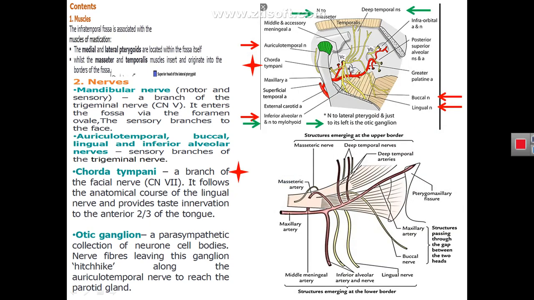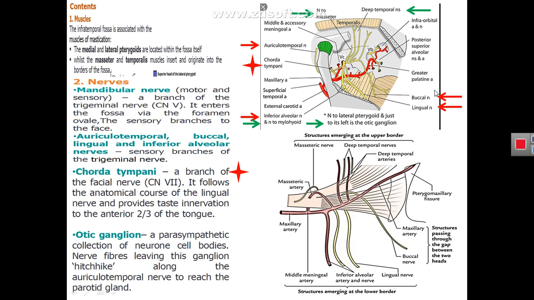Actually, the mandibular nerve and all its branches are contents of the infratemporal fossa. The mandibular nerve is a branch of the trigeminal nerve. It originates inside the cranial cavity in the middle cranial fossa, but it reaches the infratemporal fossa after passing through the foramen ovale. When it reaches the infratemporal fossa, it gives many motor and sensory branches, because the mandibular nerve is a mixed nerve, motor and sensory.